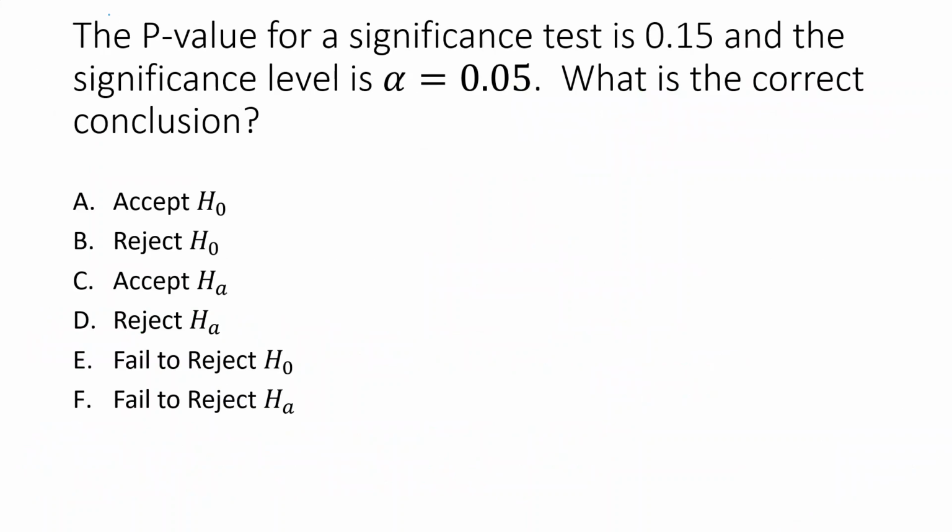All right, so one more example here. The p-value for the significance test is 0.15. So my p-value equals 0.15. And the significance level alpha is 0.05. Well, that's greater than 0.05, which is alpha. What is the correct conclusion? All right, so p is high. That means the H0 is fly. We don't reject the H0. So we fail to reject the H0.